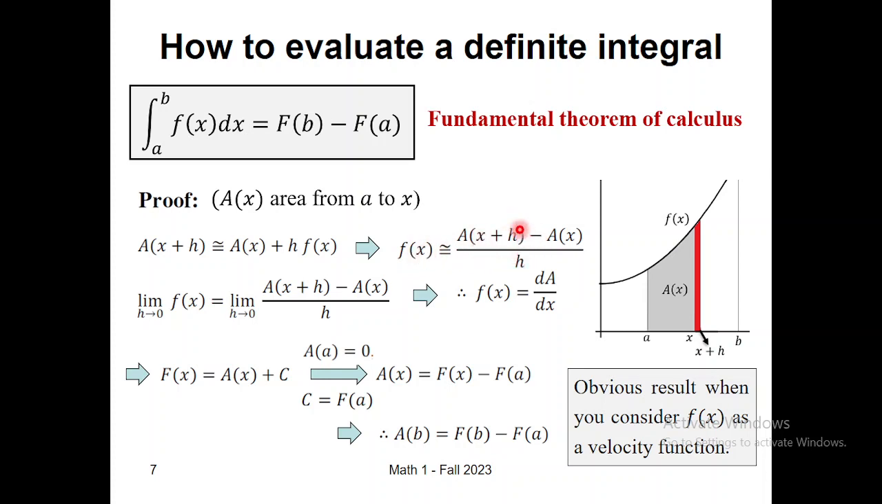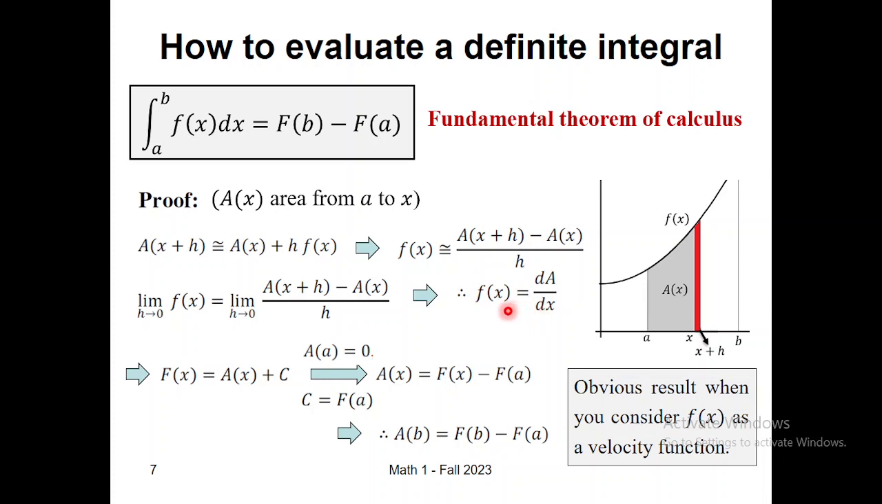In this case, this side as h approaches zero is actually the derivative of this function with respect to x. It is the derivative of the function A with respect to x. And in this side, f of x is not a function of h. It is not changing with h. So this side is again f of x. So now we arrive at this result: f of x equals dA by dx.